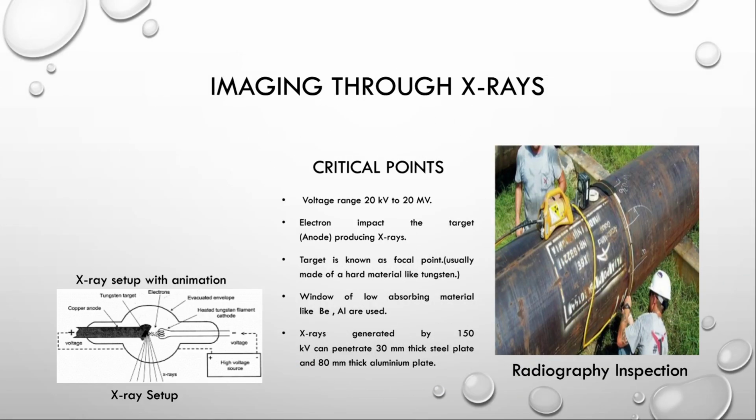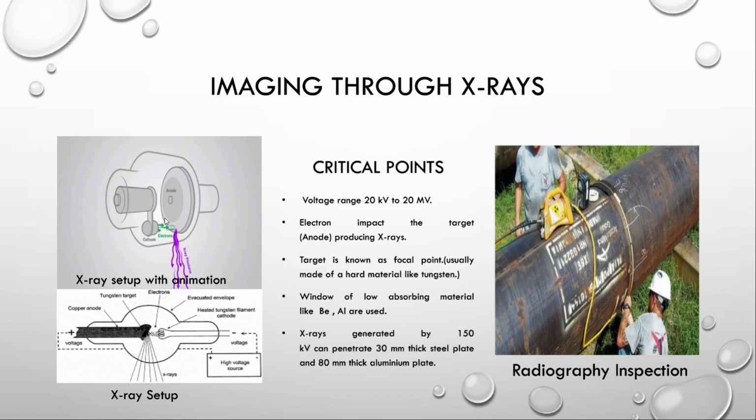Let's go further. Here I have taken a beautiful animation of an X-ray setup. This is what you see in books, and here it is visualized in a good way. As you can see, this is the anode, this is the cathode electrode. Two voltages are provided here. This is called the cathode because cations strike here, and this is the anode where electrons strike. When electrons strike, X-rays are produced, and we focus that X-ray on our component.